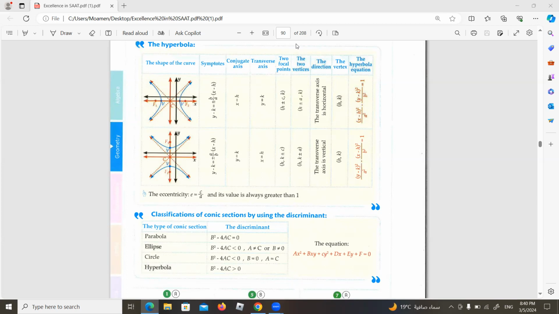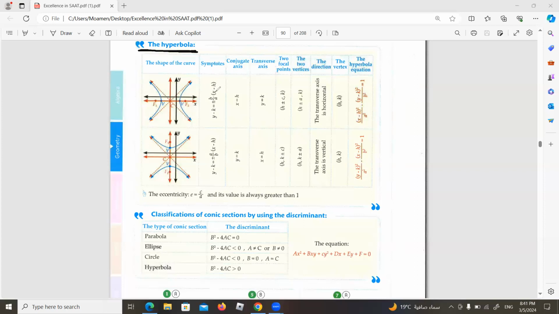Today, inshallah, we'll finish our geometry course. We started in the last session talking about the conic sections, and we finished talking about the parabola, the ellipse, and the special case of the ellipse, which is the circle. Today, inshallah, we'll talk about the hyperbola. In the hyperbola, we will go by the same system. What is the system? We'll talk about the horizontal and vertical hyperbola.